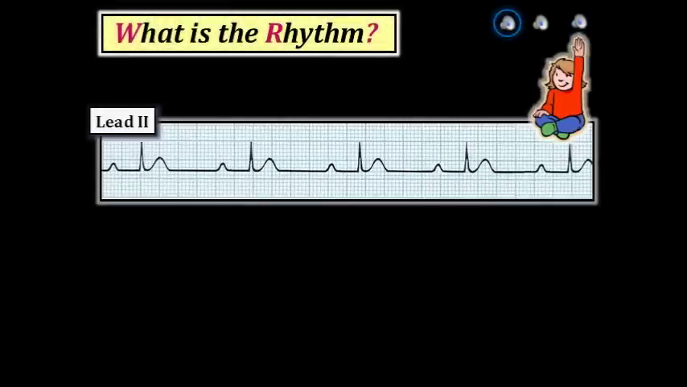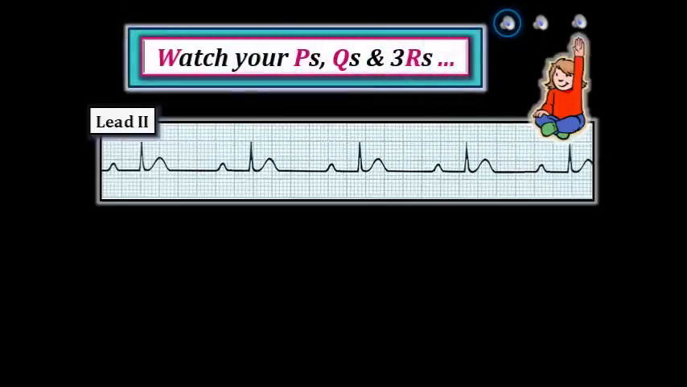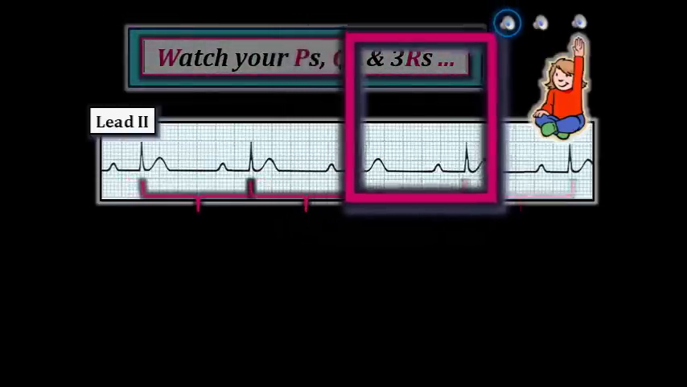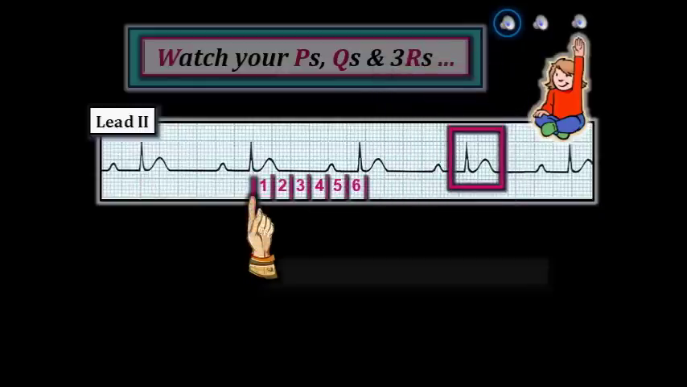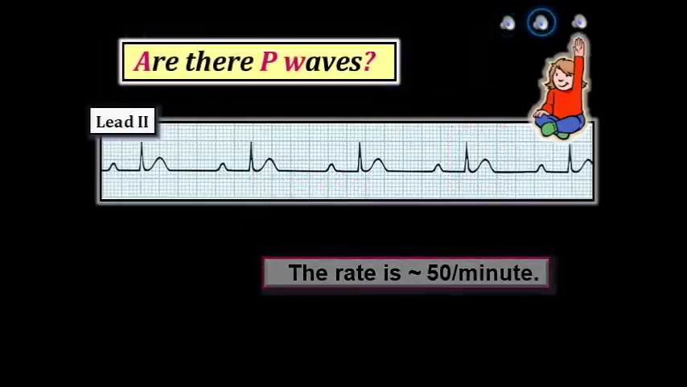What now happens? The rhythm shown here is very similar to the one we just showed, with one major difference. But it's easy enough to treat this like a new rhythm and simply run through the 5 parameters again. The rhythm is regular, and the QRS complex is narrow. The R to R interval is about 6 large boxes in duration, so the rate is 300 divided by 6, or about 50 per minute. Are there P waves?